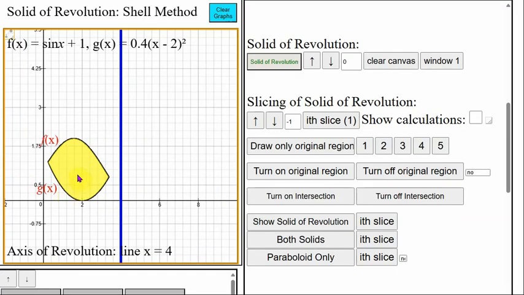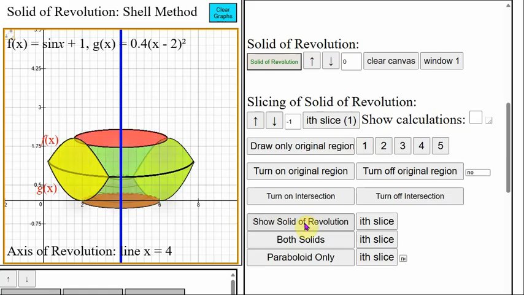And so here's the yellow region again, and now we're going to revolve it about this line, and this is the solid of revolution. The first thing that we need to do is find the points of intersection right here and right here.